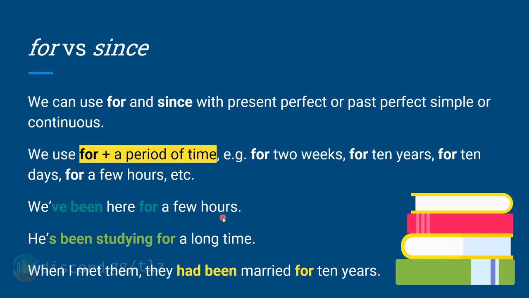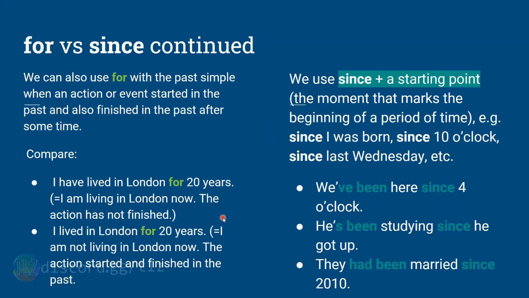But can you use since? You can't say we've been here since a few hours. That doesn't even make sense, and plus it's grammatically incorrect. Now, he's been studying for a long time, but you can't say he's been studying since a long time. Now, we use since when we're getting specific. Since is used when you're stating the starting point.